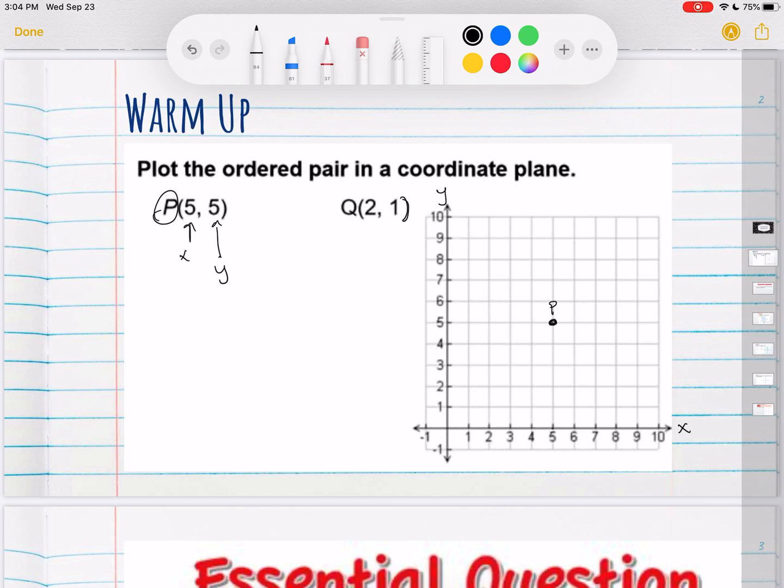Now again for Q, so here's my x. Here's my y. So let's see, Q would be, I have to go to the right 2, because that's my x-coordinate, and then I have to go up 1, because that's my y-coordinate, and I plot Q right here. So we're going to extend that today.